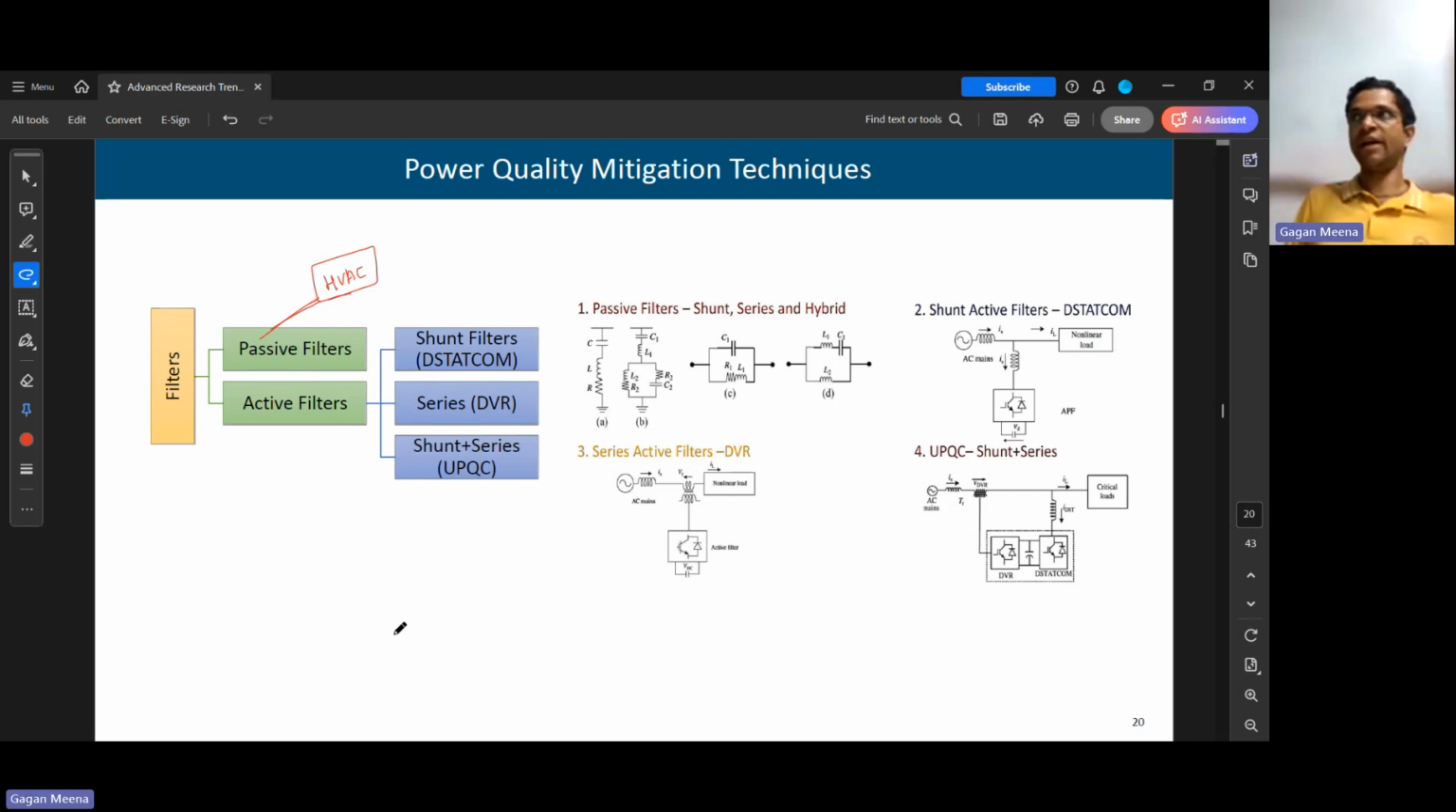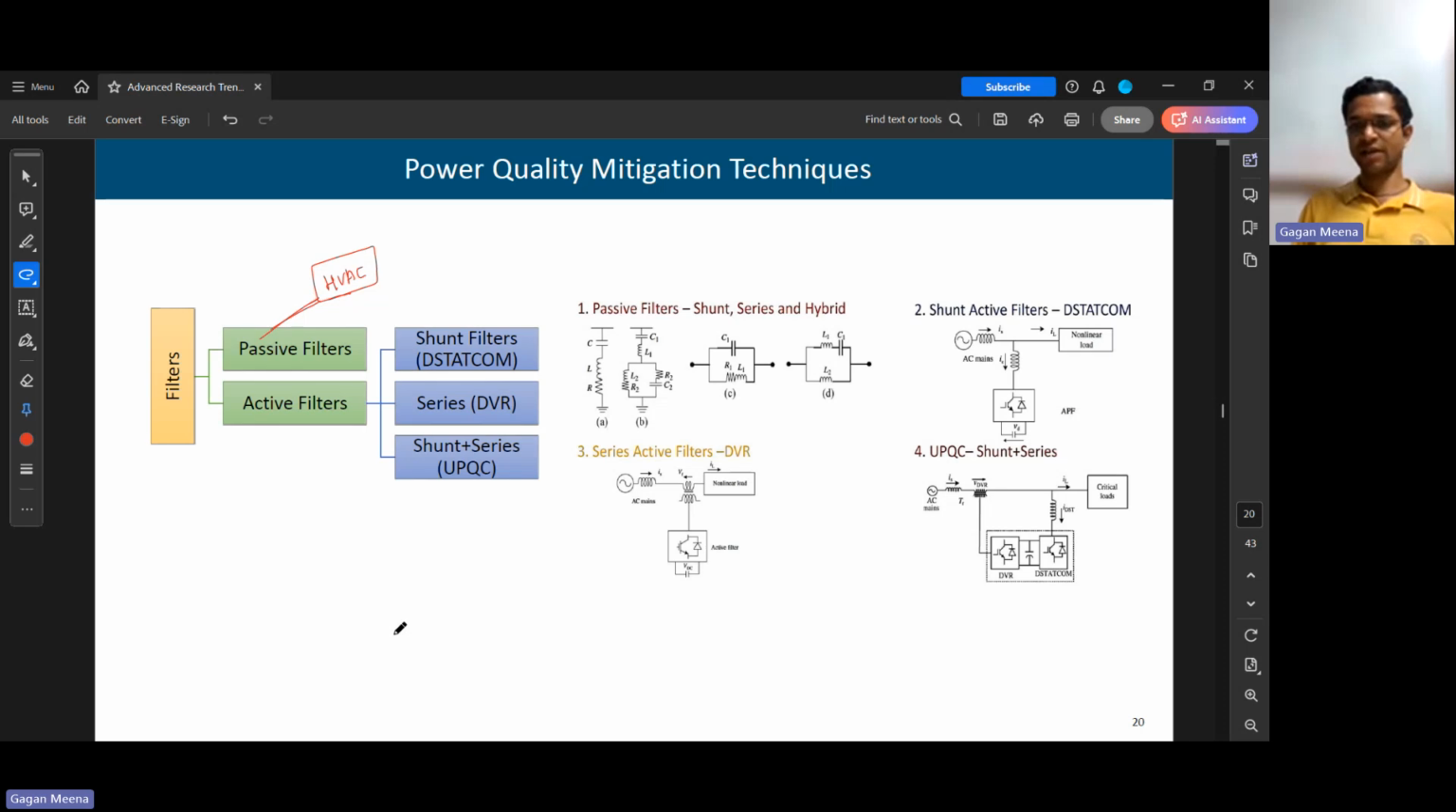Let's say in light loading conditions in transmission lines, there is the Ferranti effect. And if you already have capacitances also, then it will further boost the voltage. It will further increase the Ferranti effect, the voltage rise at the receiving end. Receiving end voltage will further increase because of the presence of these capacitances.